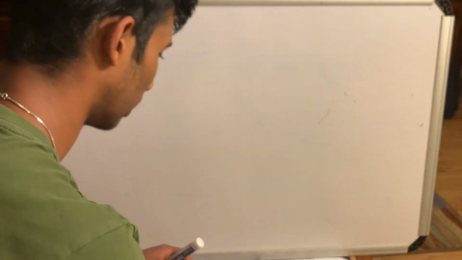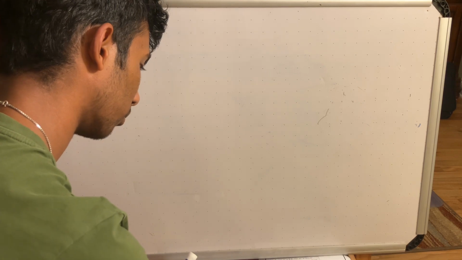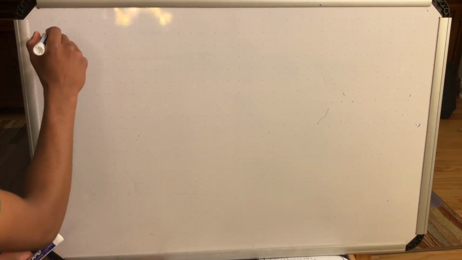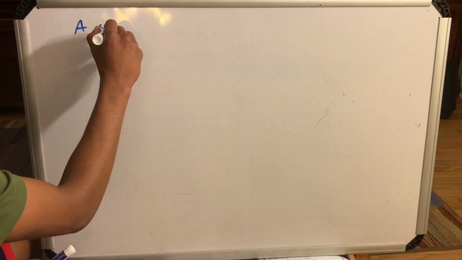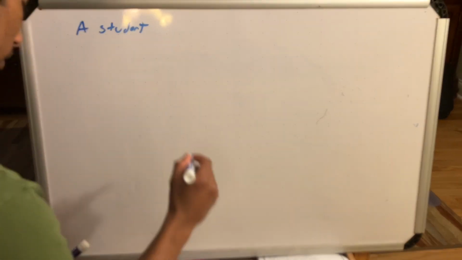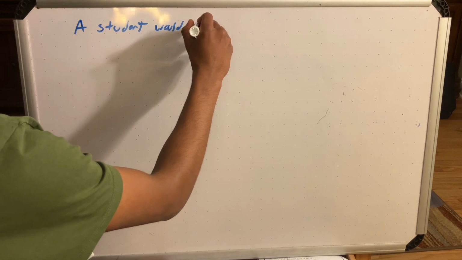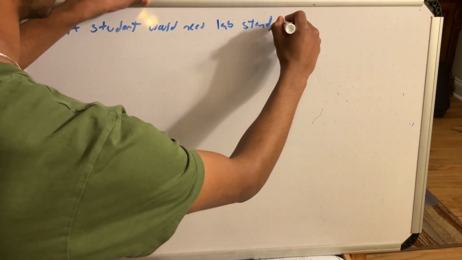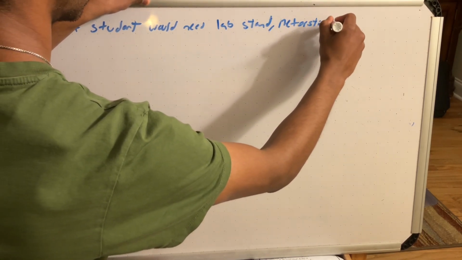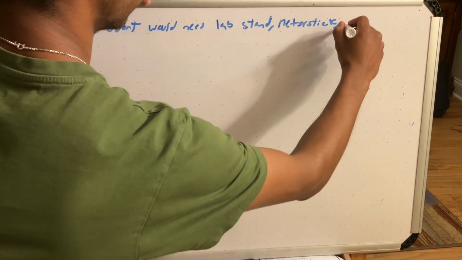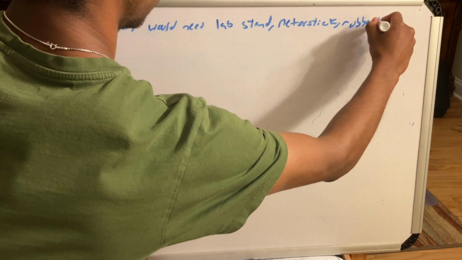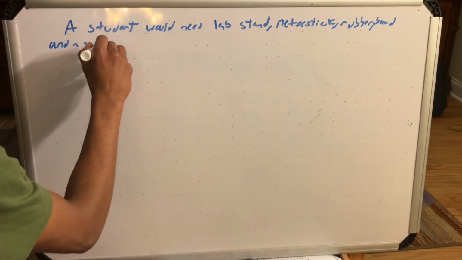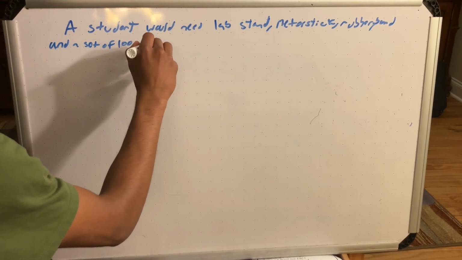So what I would need to do to get those points is that my explanation would need to say that a student would need a lab stand, a meter stick, a rubber band, and a set of 100-gram weights.